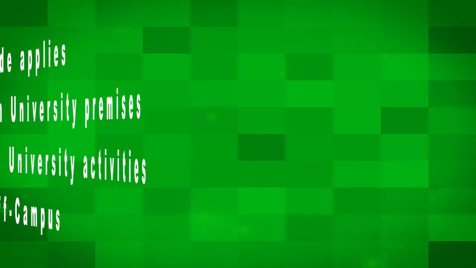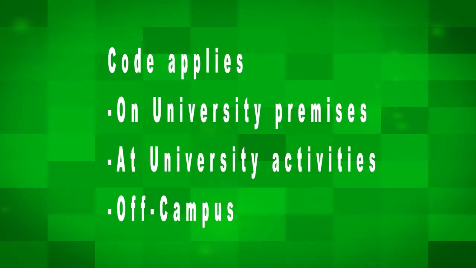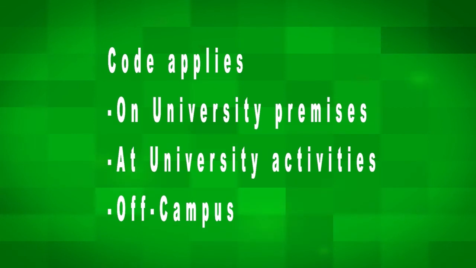The CODE applies to conduct that occurs on university premises, at university activities, and also to conduct that may occur off campus that could adversely affect the university community and/or pursuit of the university's educational mission, or that could create a hostile environment for a student on campus. In a nutshell, this means that you represent UNT and your organization wherever you are.